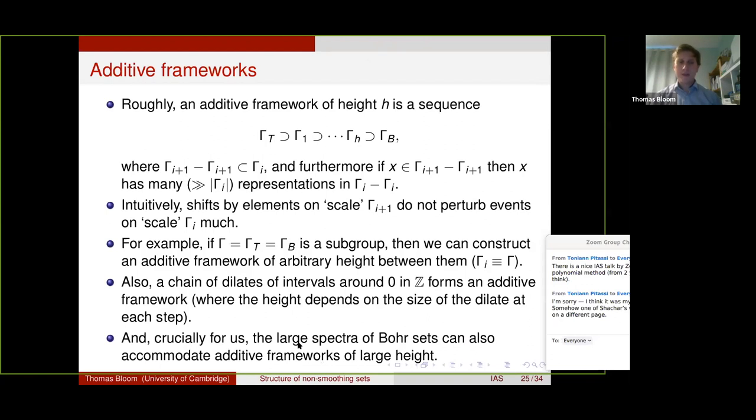And crucially for us, the kind of gammas that arise, which are large spectra of Bohr sets, also accommodate additive frameworks of large height. So this definition is in fact applicable to our situation, which again is not obvious and requires some work in itself to show that these additive frameworks actually exist.